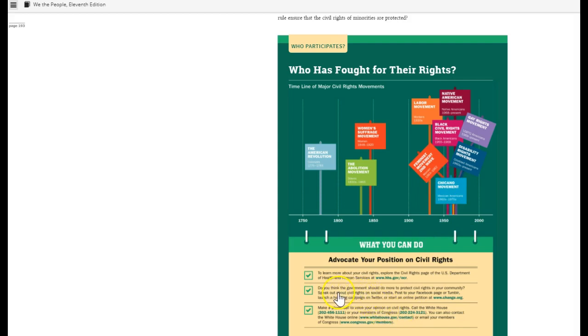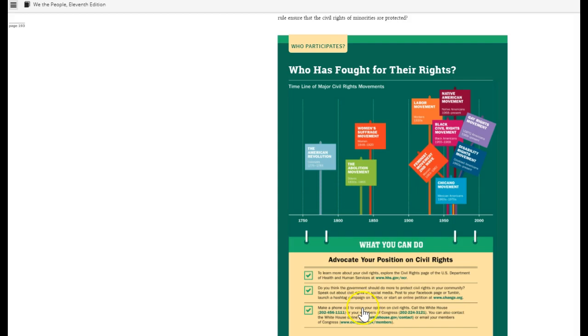And then down here, it's interesting. Advocate your position on civil rights. It directs students to government websites, which is fine. Make a phone call to voice your opinion. Let's see. It seems like it's given students their opinion in this chapter here. It's given students what they want them to think, right? And it's like, okay, call the White House now.